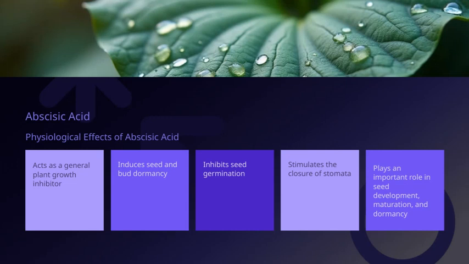Abscisic acid plays a really crucial role in various aspects of plant development. It's especially important when it comes to seed development, maturation, and dormancy. Essentially, it helps ensure that seeds develop properly and stay dormant until conditions are just right for germination.